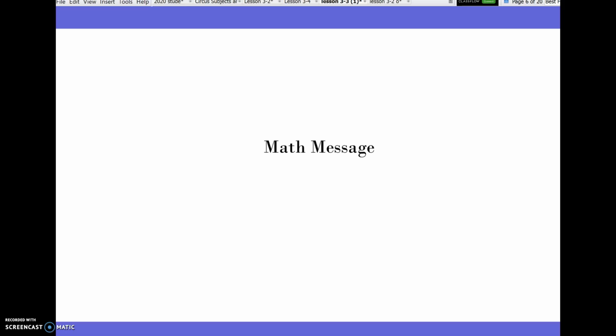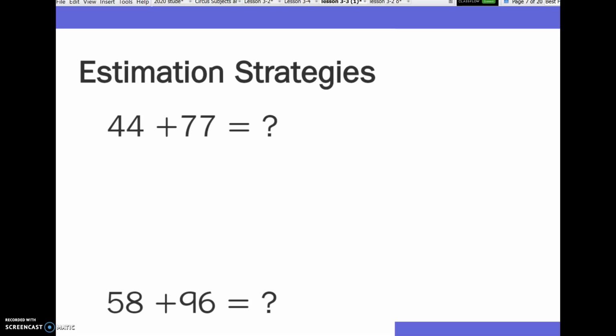Our strategy today, well, hold on, let's do our math message. Oh, we're going to work on estimating. All right. So what I mean by that is I've got 44 plus 77. I don't want the real answer. I want an estimated answer. I want to know it's about how much. So in order to do that, I need to round my numbers to close but easy numbers to use in my head. So 44 rounded to the nearest 10 is between 40 and 50, but it's closer to 40. 77 rounded to the nearest 10 is going to be 80.